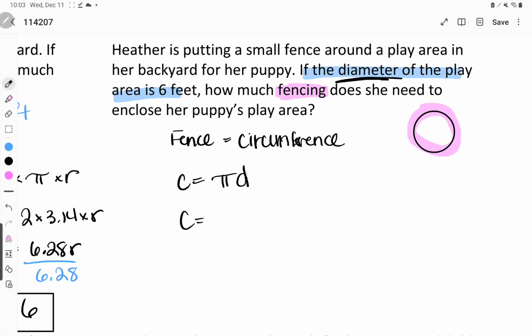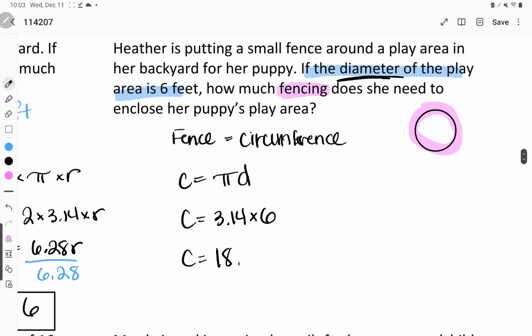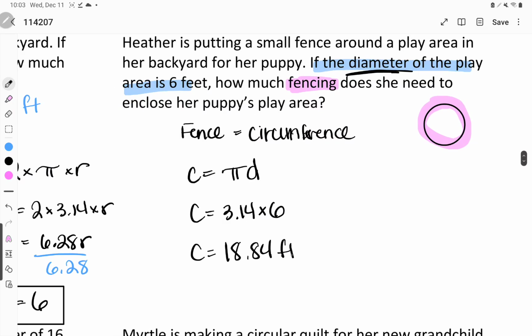We don't know what circumference is. That's what we're looking for. We're looking for the fence. So then we have equals pi, which is 3.14, times the diameter of 6. And that is going to give us 18.84. And this is what most of them are going to look like. That first one was just rough. This one's a lot easier.